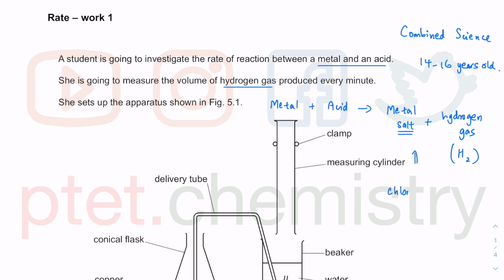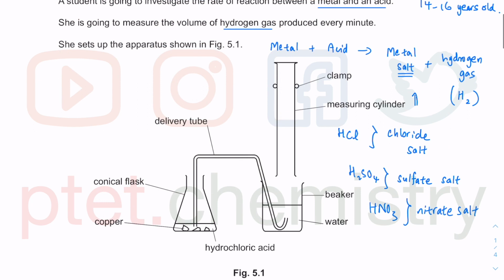You get chloride salt if you have HCl, which is your hydrochloric acid, give you a chloride salt. And then when you have H2SO4, which is sulfuric acid, what you will get is something called sulfate salt. And when you have HNO3, what you will get is something called the nitrate salt. Okay, so these are called metal salt. So the name with it, you have the metal itself, so it will be metal chloride, metal sulfate, metal nitrate.